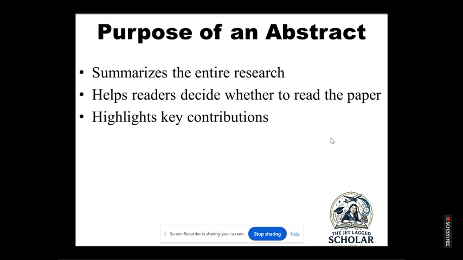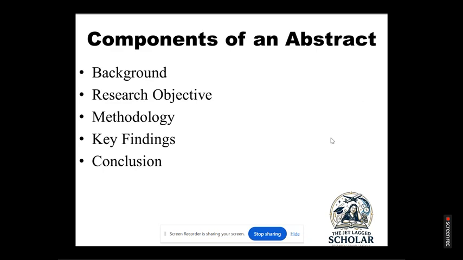So the purposes of the abstract are to summarize the entire research, help readers decide whether to read the paper, and highlight the key contributions of the paper. Now coming to the components. These components are basically the basics of the study. The abstract should highlight these five. We'll study these in detail in the upcoming slides. The very first one is background. The second is research objective. The third is methodology. Then we have the key findings or outcomes, and then the conclusion of the abstract.